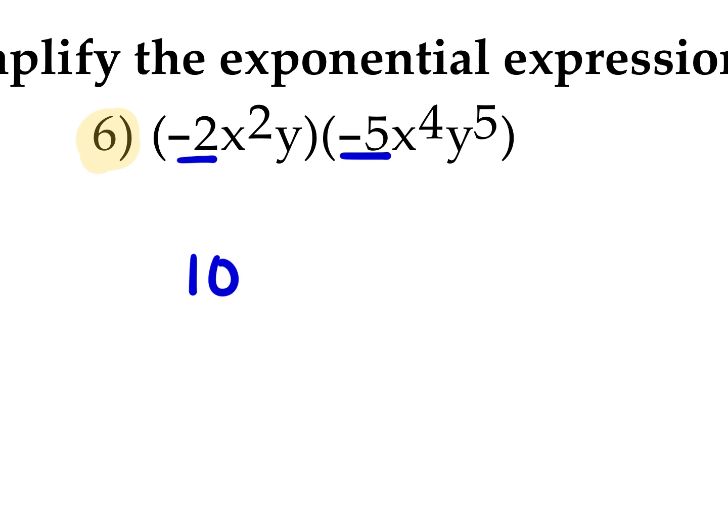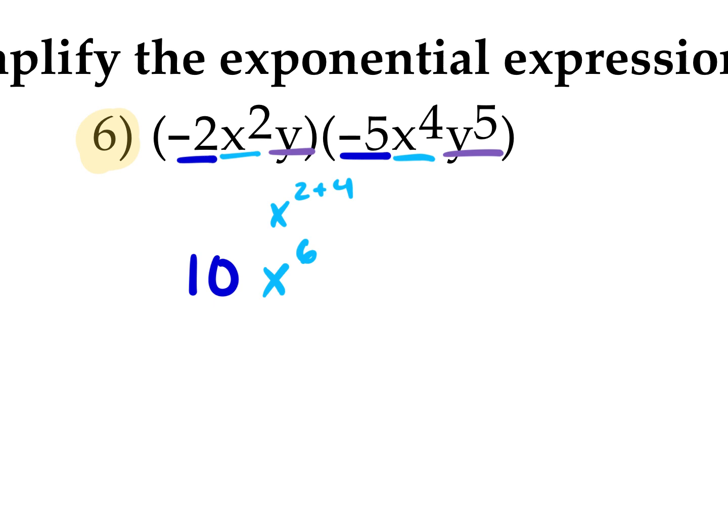Positive 10. Now let's multiply the x's. So I have x to the 2nd power times x to the 4th power. When we multiply, what do we do to combine our exponents? Add them. So it'd be x to the power of 2 plus 4, which is x to the power of 6.